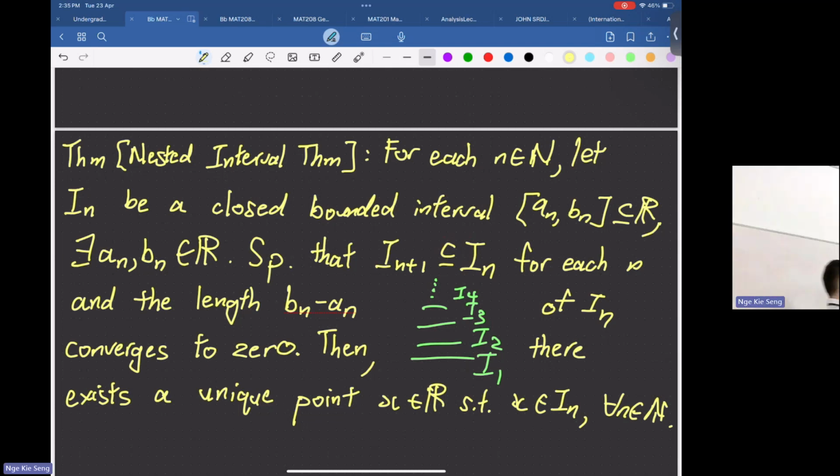How many things do we need to do here? We need to first find this point. After we find this point, we need to show that this point is in every In. And then there's only one such point. Existence of this point, then this point really lies in every In, and then it is unique. Three tasks we need to do here. Only one sentence, but I got three tasks.